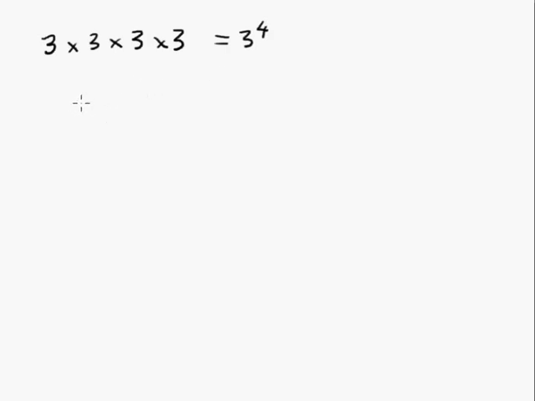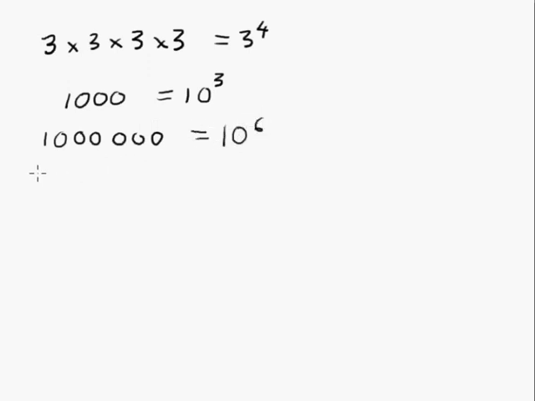The main use for indices is in powers of 10. 1,000 can be written as 10 to the power of 3, a million can be written as 10 to the power of 6, a billion can be written as 10 to the power of 9.